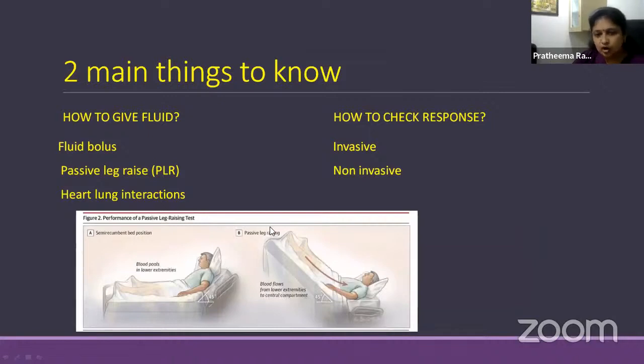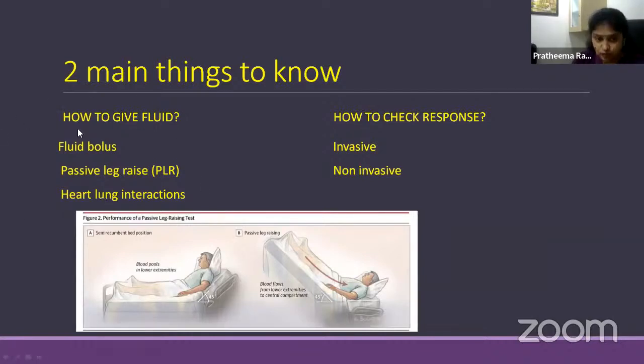So this is like an autotransfusion. Instead of giving a fluid bolus from outside, this patient is given a passive leg raise. The bolus goes into the heart from the lower part of the body. Whatever pooling of blood is there is just given as an autotransfusion. And we always also look at the heart-lung interactions. If the patient is ventilated or spontaneously breathing, if the patient is taking a deep breath, what is happening to the blood pressure? So this is what we decide to do.